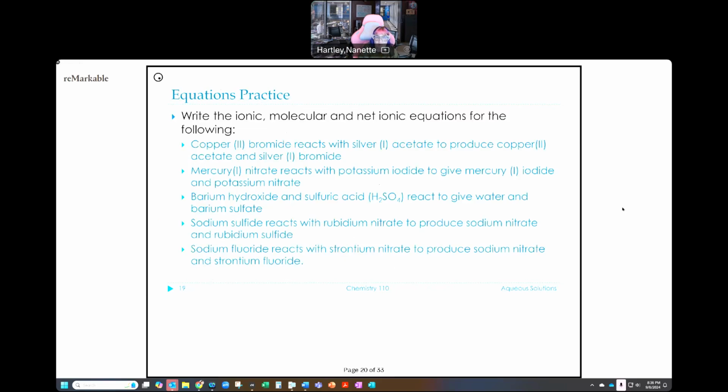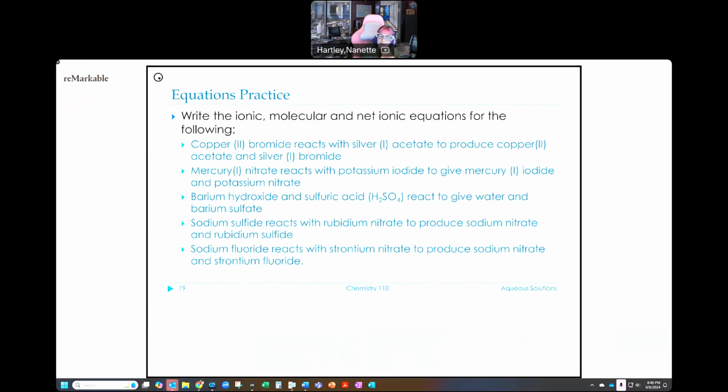Now we're going to do some equations practice. I'm going to have you do the equations practice for the following equations. Some of these are precipitation reactions. One of these is not. I'm going to come back and give you the answers, so I'll be back in a few minutes to walk you through this. I'm going to walk through the details of two of these, and then I'll just give you the answers for the other three. So take a few minutes and work with this, and I'll be back with you shortly. Thanks, guys.